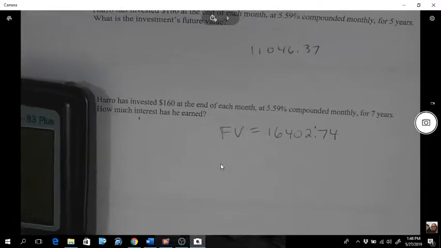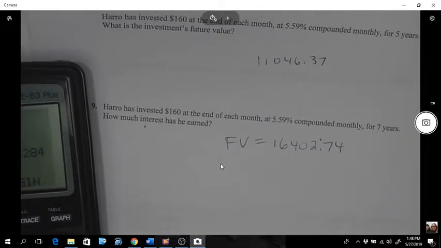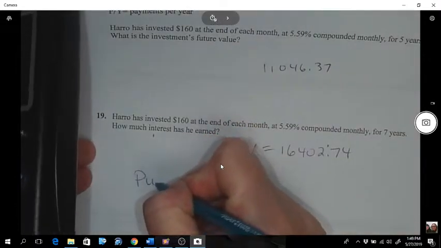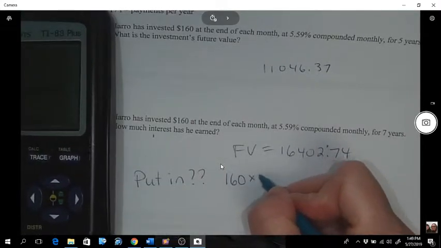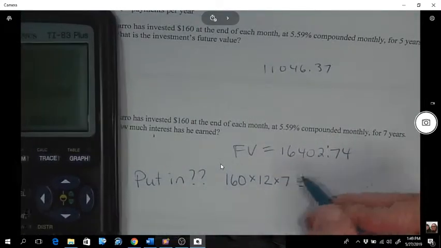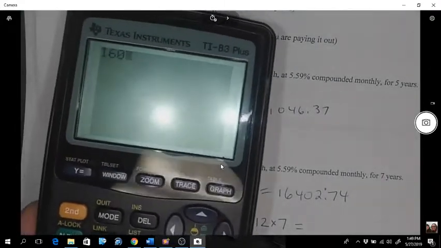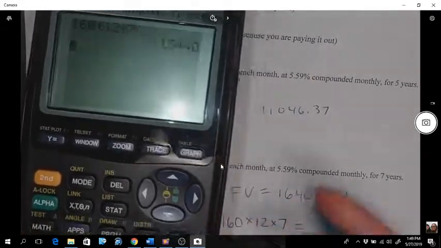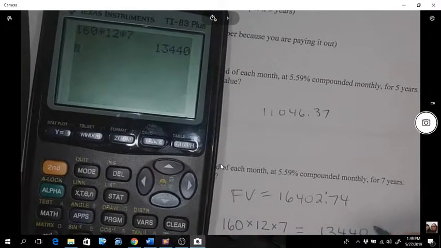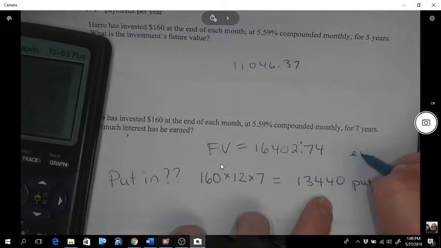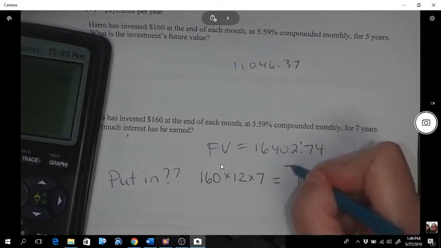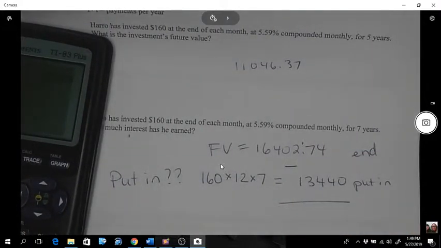So how much interest did he earn? That's the question now. So what did he put in is the question. He was putting in $160 every month for 7 years. So 160 times 12 times 7. This is how much money he put in. So that's the put in, and this is the end. So we're going to subtract, and we end up with $2962.74.